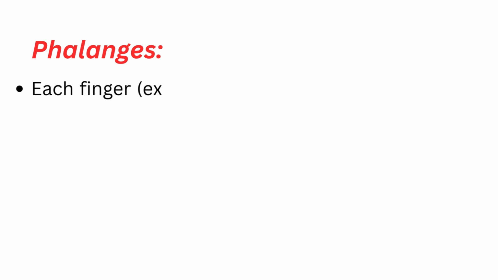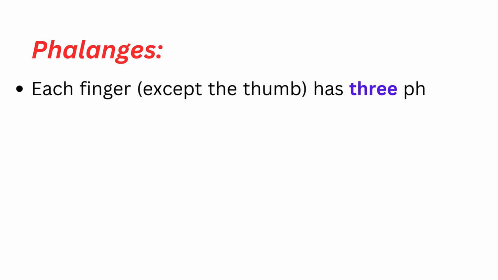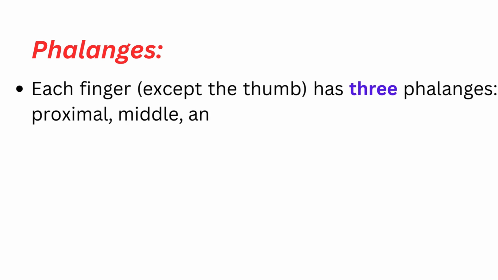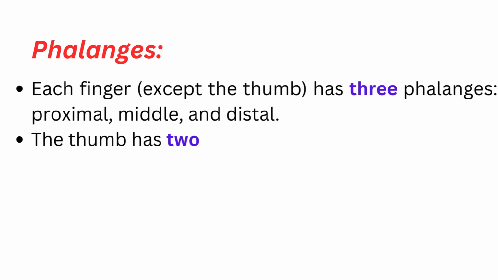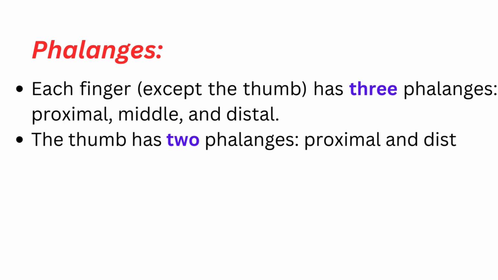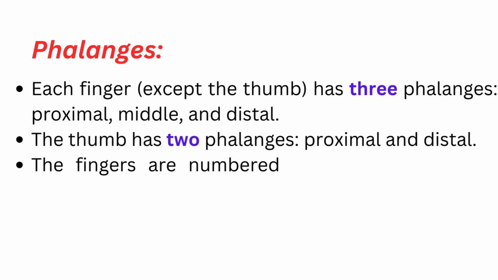Phalanges. Each finger, except the thumb, has 3 phalanges: proximal, middle, and distal. The thumb has 2 phalanges, proximal and distal. The fingers are numbered 1 to 5, with the thumb being number 1.